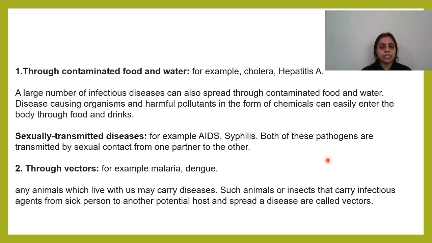The other method is through vectors, for example malaria, dengue. How is it caused? We know that animals which live with us may also carry diseases. They are known as vectors: some animals or insects that carry infectious agents from a sick person to another person and spread the disease. So it is by means of vectors. Malaria is caused by a particular vector.